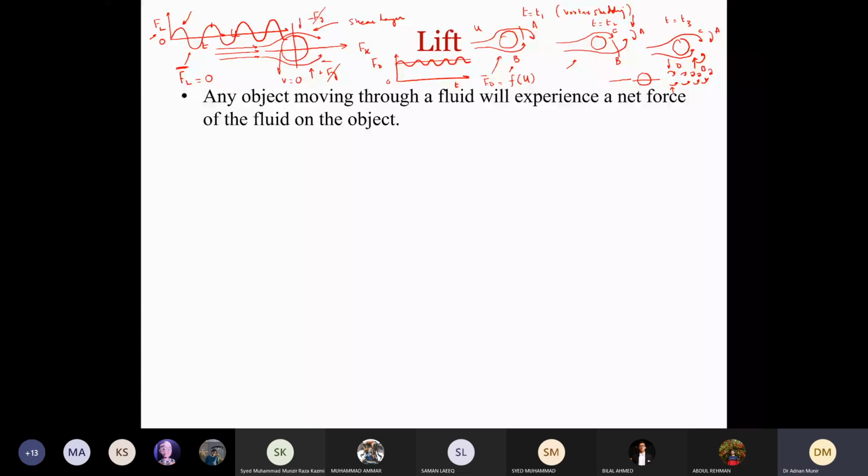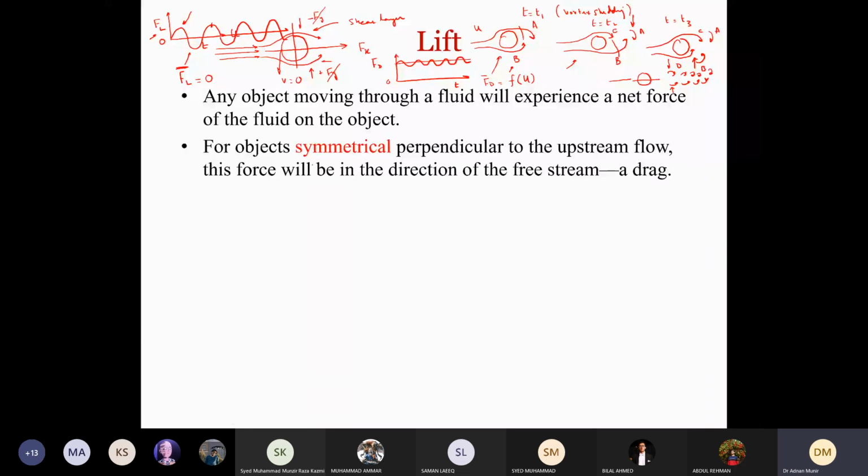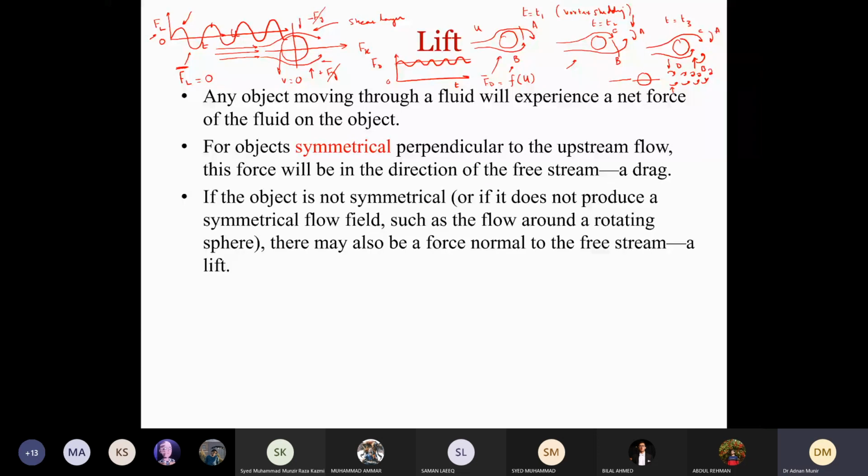The mean of the drag force will not be zero because it acts in the direction of the incoming flow, and it will have a non-zero mean value, but lift force will be zero for a symmetric body. This is what it says here: for objects symmetrical perpendicular to the upstream flow, this force will be in the direction of the free stream, the drag force. Now, if the object is not symmetrical, or if it does not produce a symmetrical flow field, such as flow around a rotating sphere, there may also be a force normal to the free stream, the lift.